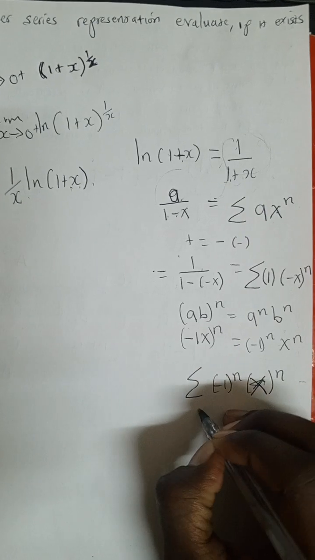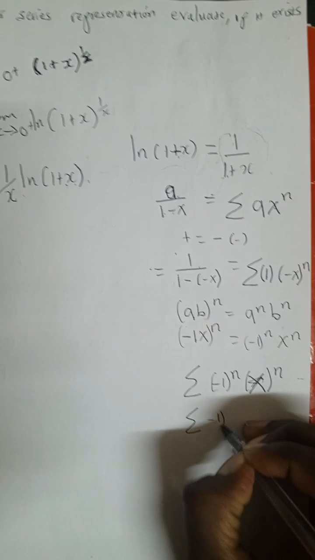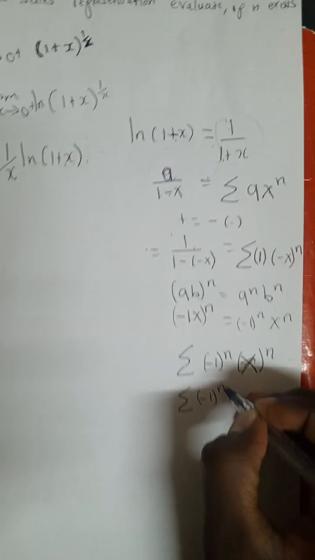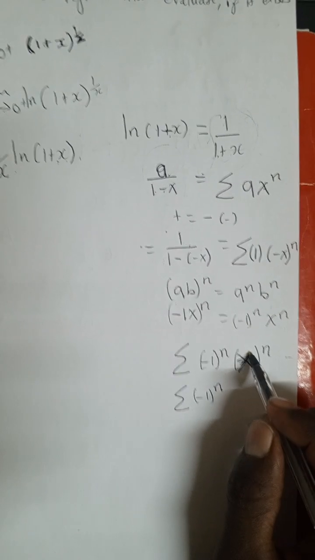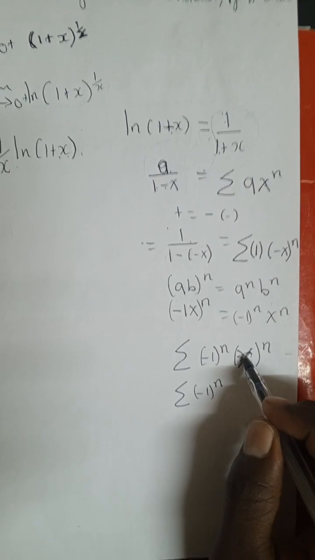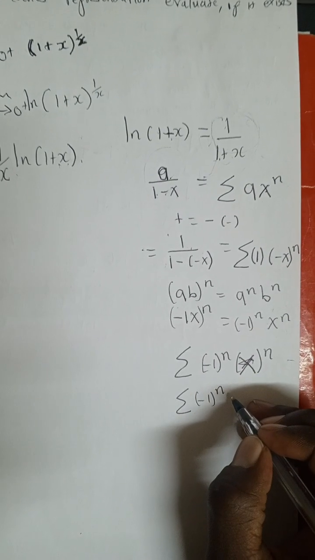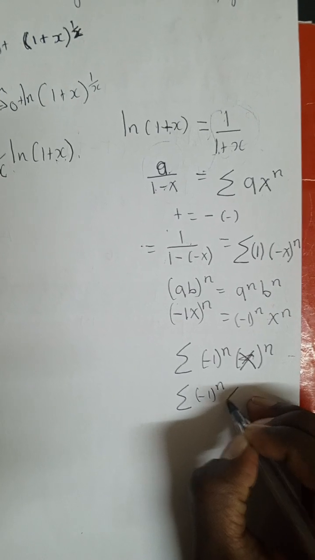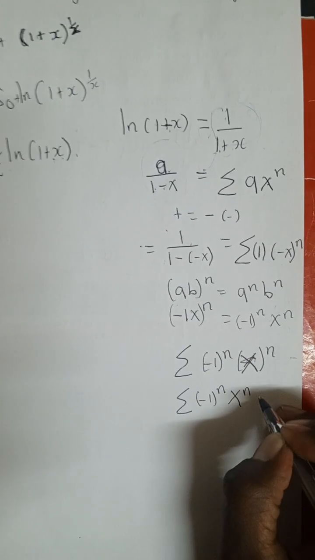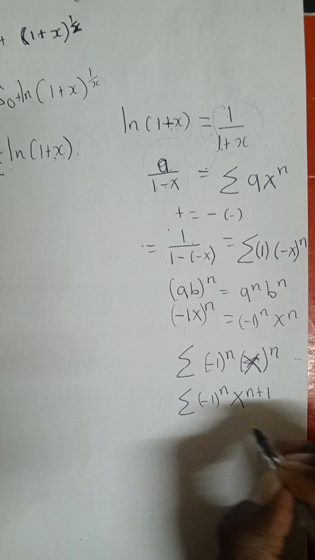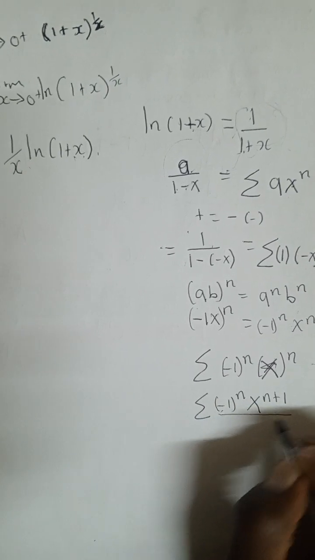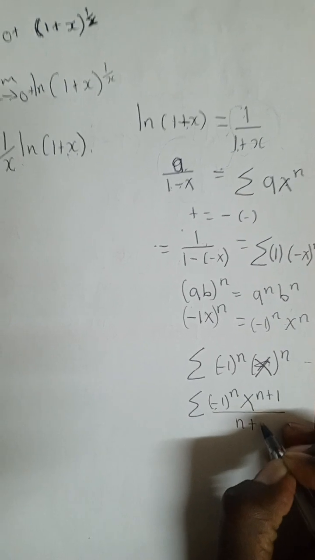So when I integrate this series, I'll write this. I'll write first negative 1 to the power n. Now, our main focus will come on what? On x. How do we integrate x to the power n? We say x to the power n, we'll add 1 to the power, isn't it? Then we'll divide by the new power.